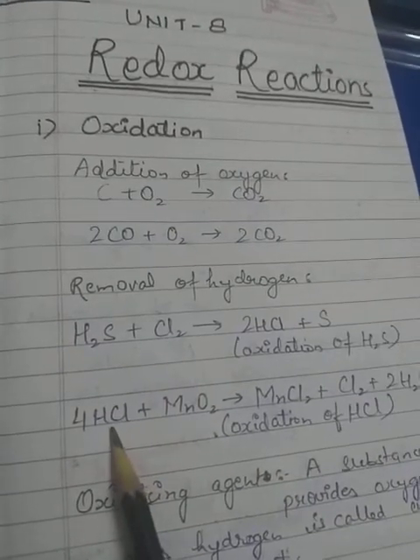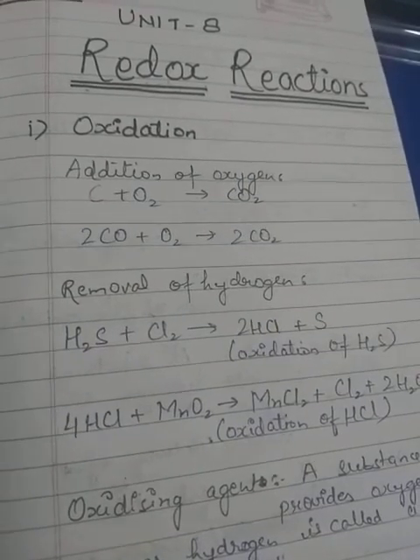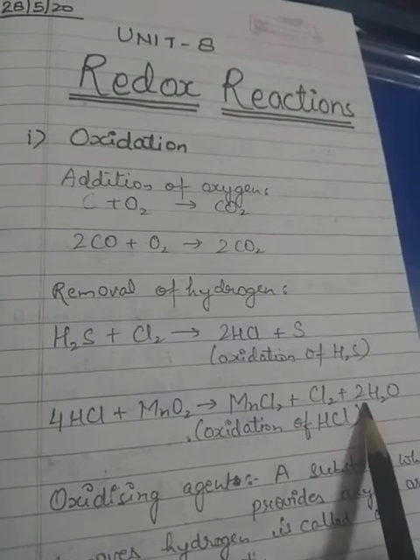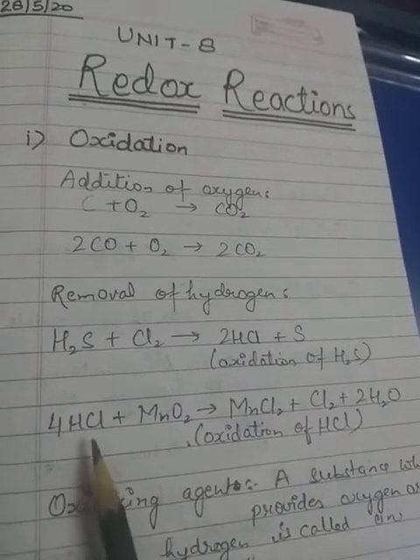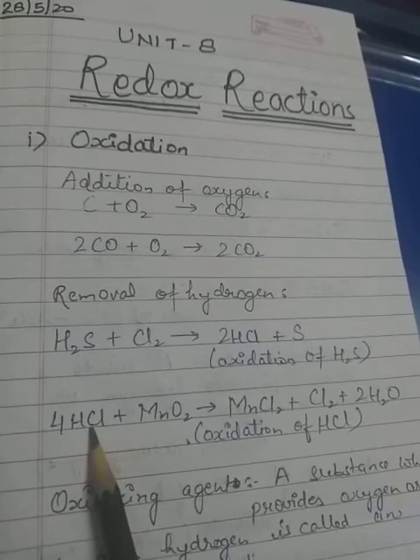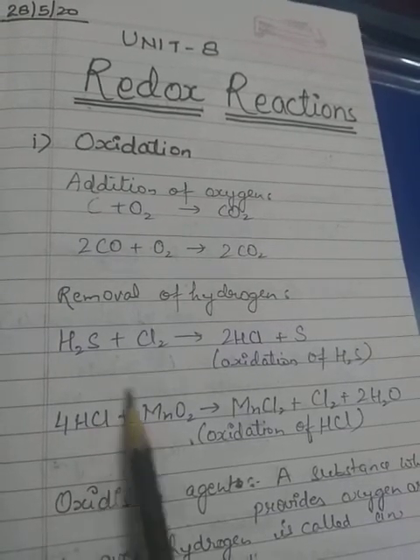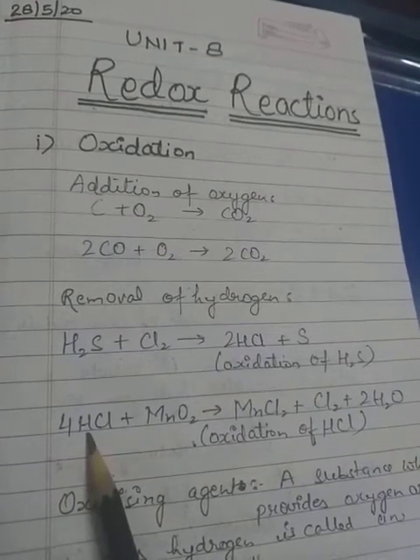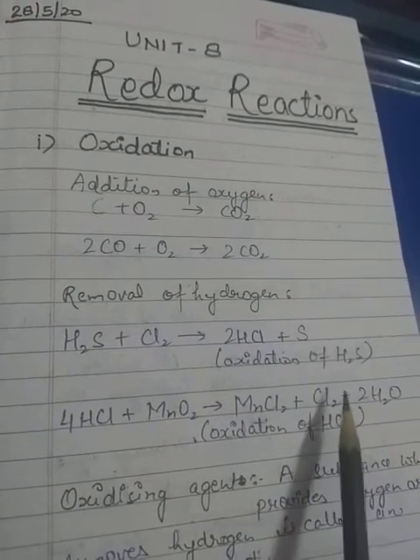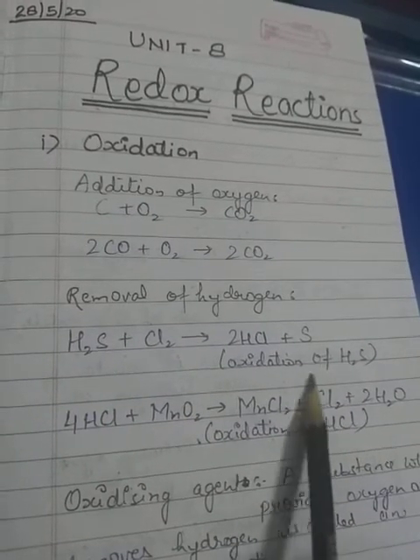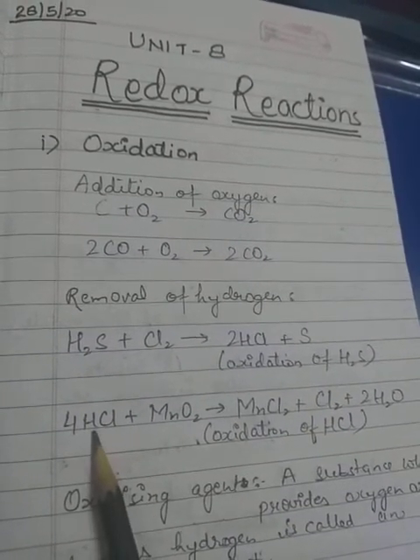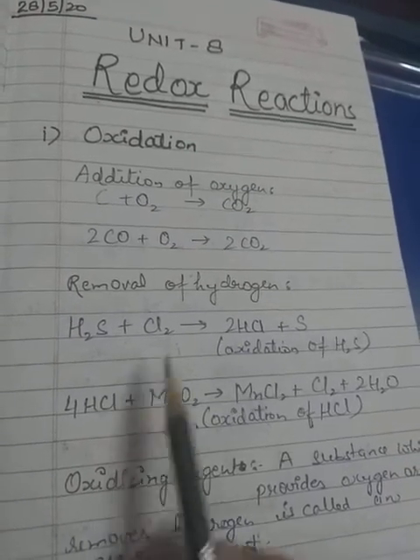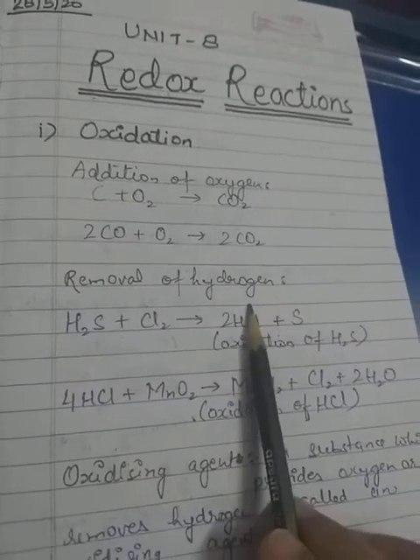Another example is HCl plus MnO2, and we are getting MnCl2 plus Cl2 plus 2H2O. So if we see here, HCl is changing to Cl2. Removal of hydrogen is taking place, HCl is changing into Cl2. It means oxidation of HCl is taking place here. It is also an oxidation reaction, so addition of oxygen and removal of hydrogen.